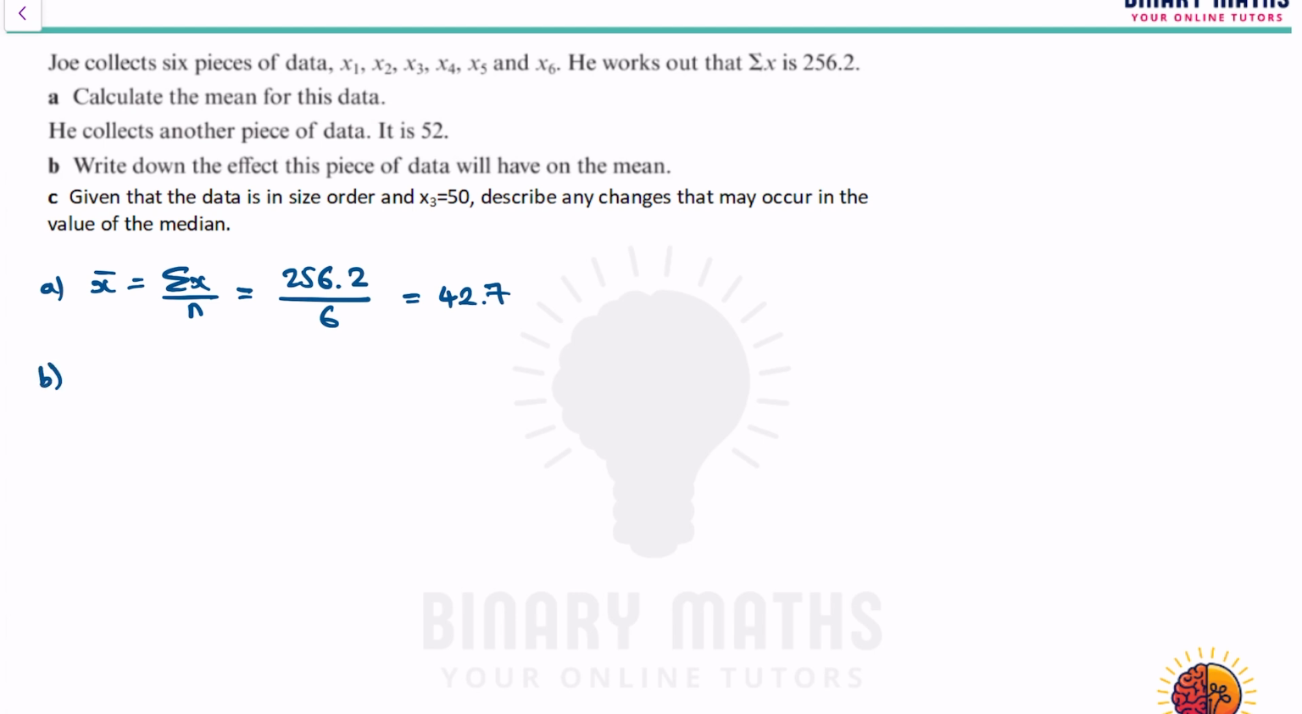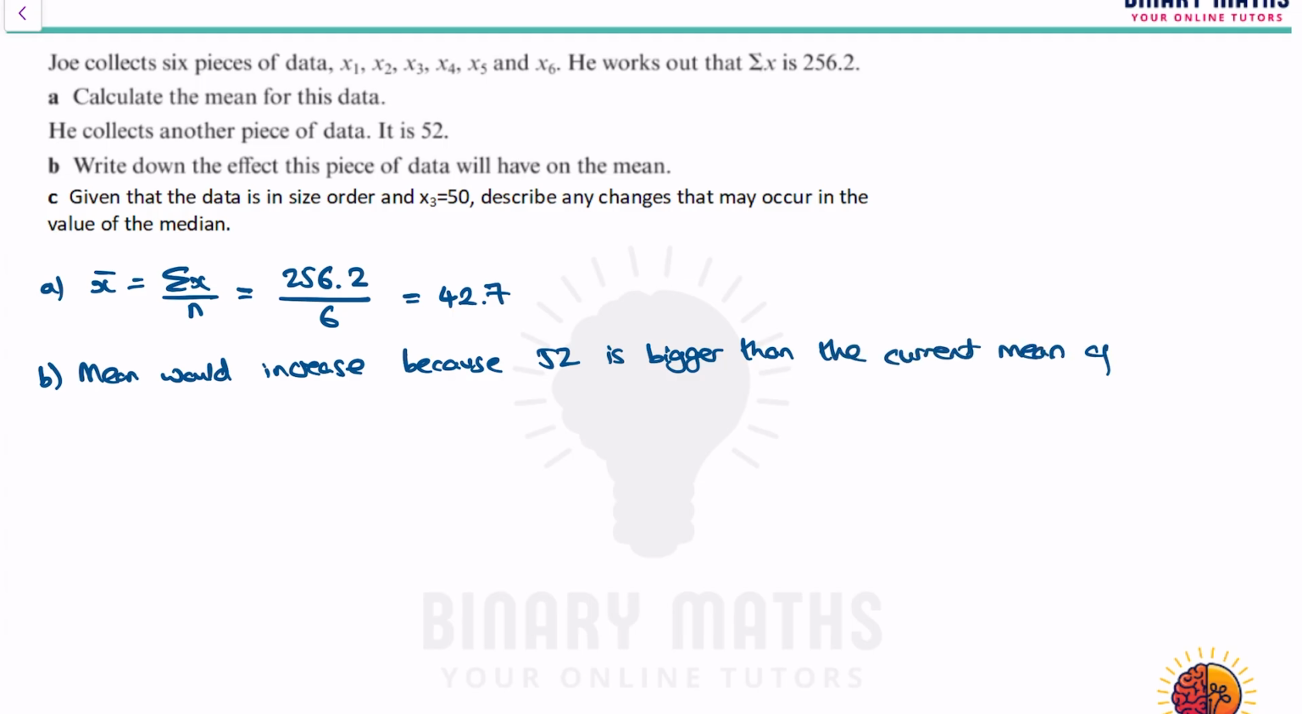B, he collects another piece of data, it is 52. Write down the effect this piece of data will have on the mean. The mean would increase because 52 is bigger than the current mean of 42.7.